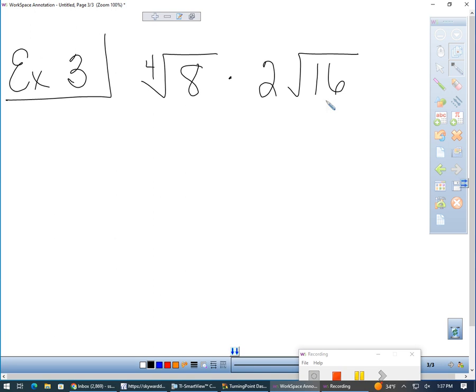Yes, Orion, what? Correct. This is not possible. Why is it not possible, Logan? Thank you. This is a 4th root. This is a square root. We cannot multiply them together the way they are. So this is not possible. Yes, you will have one of those today. So I just wanted to point that out.